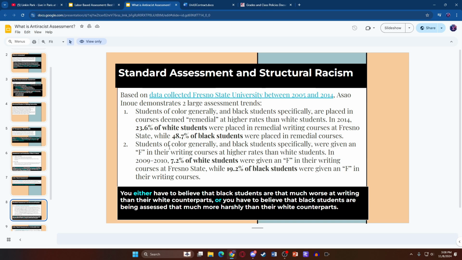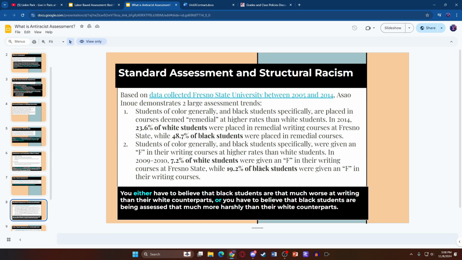In 2014, 23.6% of white students were placed in remedial writing courses, while 48.7% of Black students were placed in remedial courses. Students of color generally, and Black students specifically, were given Fs in their writing courses at higher rates than white students: 7.2% of white students were given an F, and 19.2% of Black students. If that sounds bad, look at it again. If you scale that out over 100, that's over twice as many African American students getting Fs, almost three times as many.